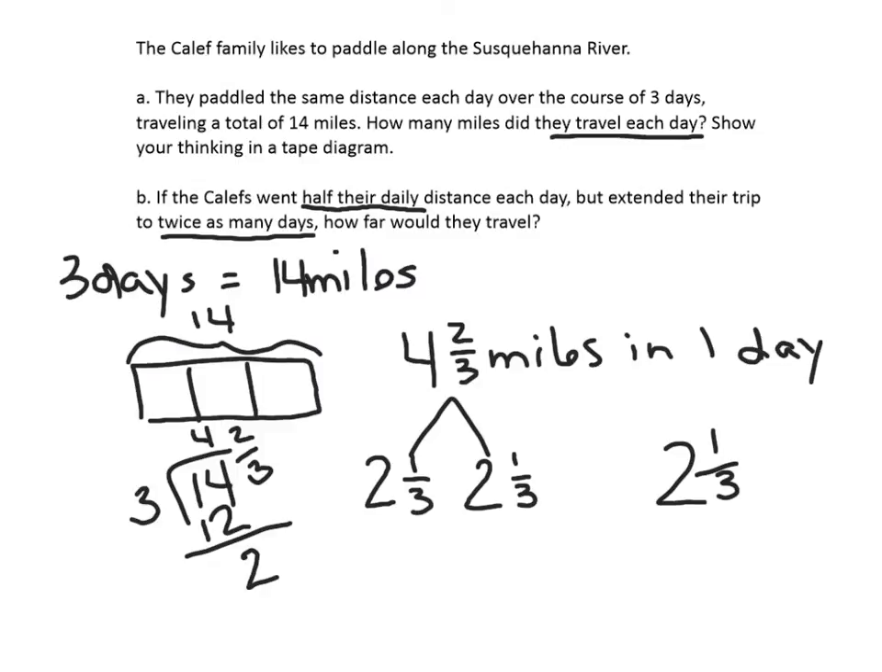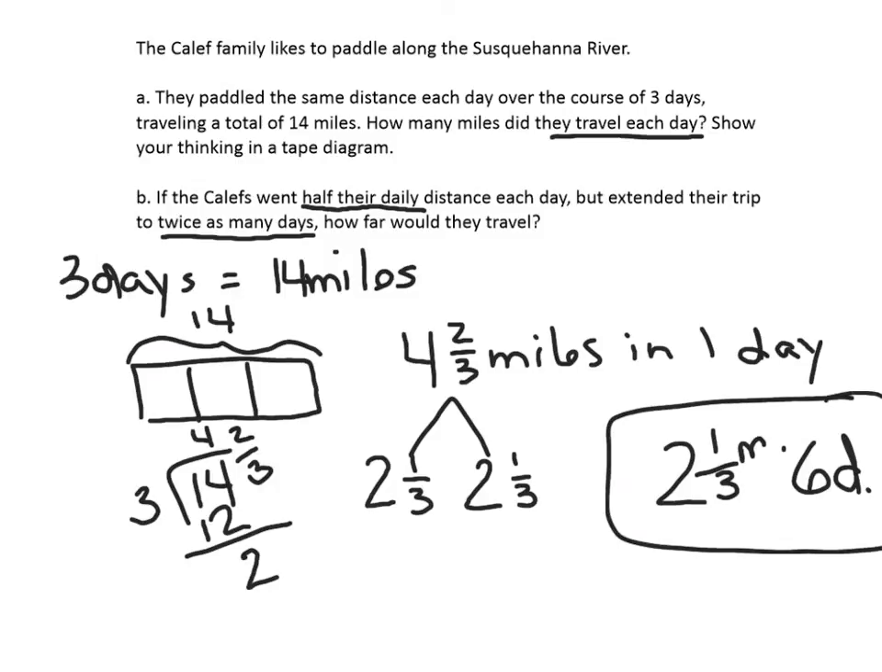Okay, but they extended their trip to twice as many days. Well, their original days were 3 days. So double or twice as many of 3 days is 6 days. Okay, I want you to use this information, and I would like you to find out how far they would travel. So what I want you to do is find out how far they'd travel if they traveled this many miles in 6 days.